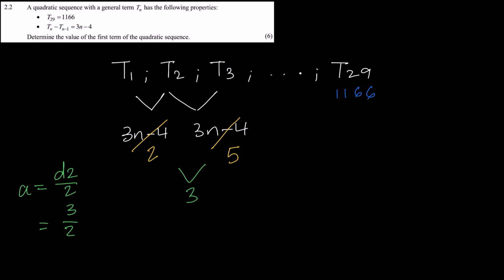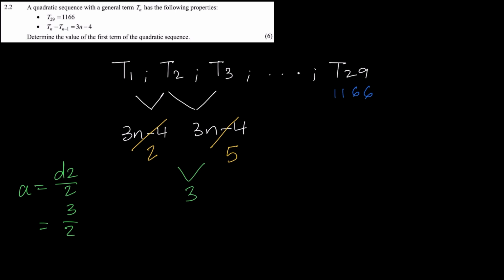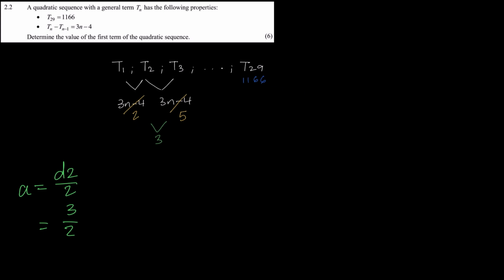Let's keep it as a fraction for now. Let's clear up some space. Now, if we want to calculate B, we can use the equation 3A plus B equals the first difference in the first row. So that's going to be 2. So 3A plus B equals 2. That's our formula. Now we can substitute. We worked out A is 3 over 2. So 3 into 3 over 2 plus B equals 2. We can solve for B. B equals minus 5 over 2.